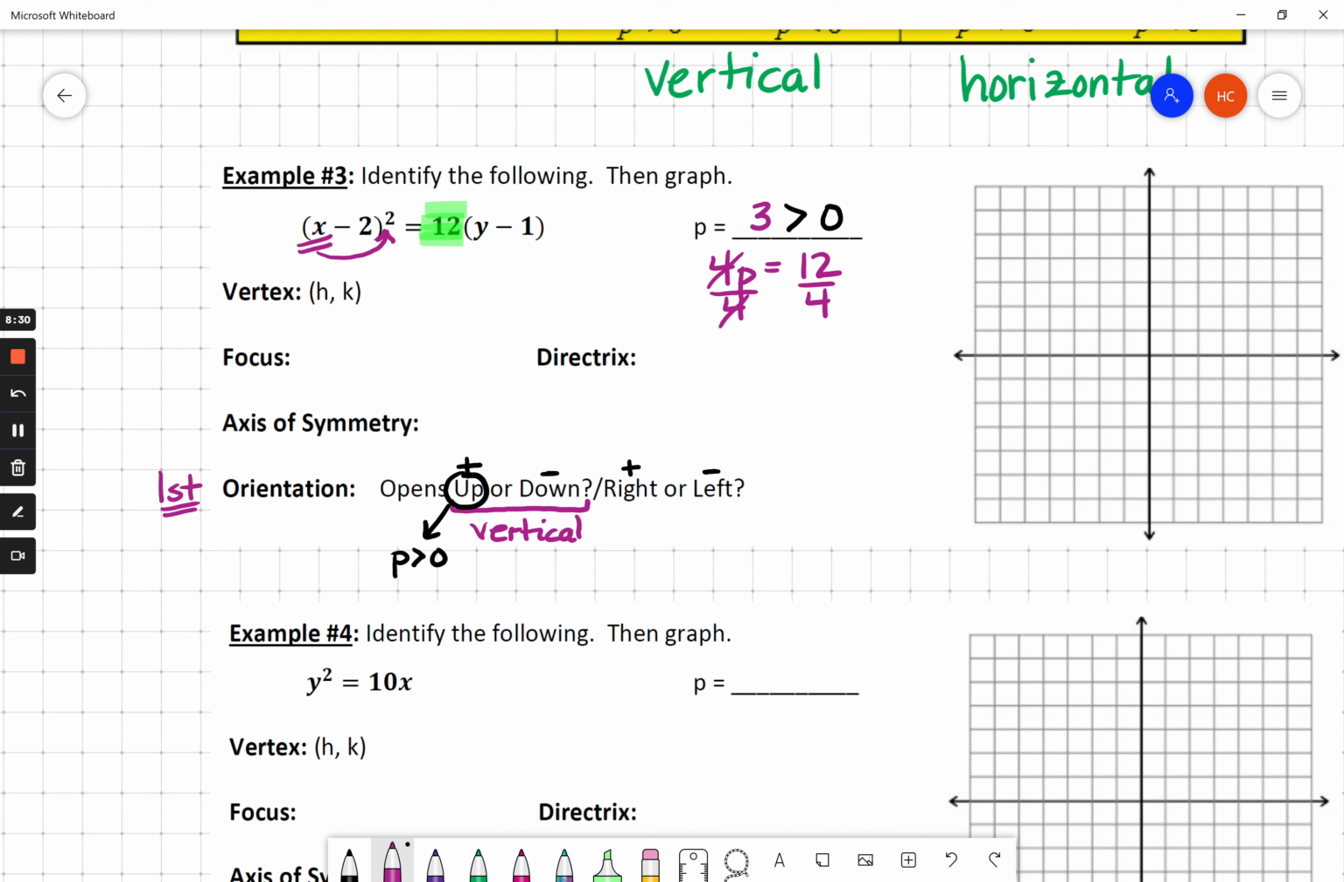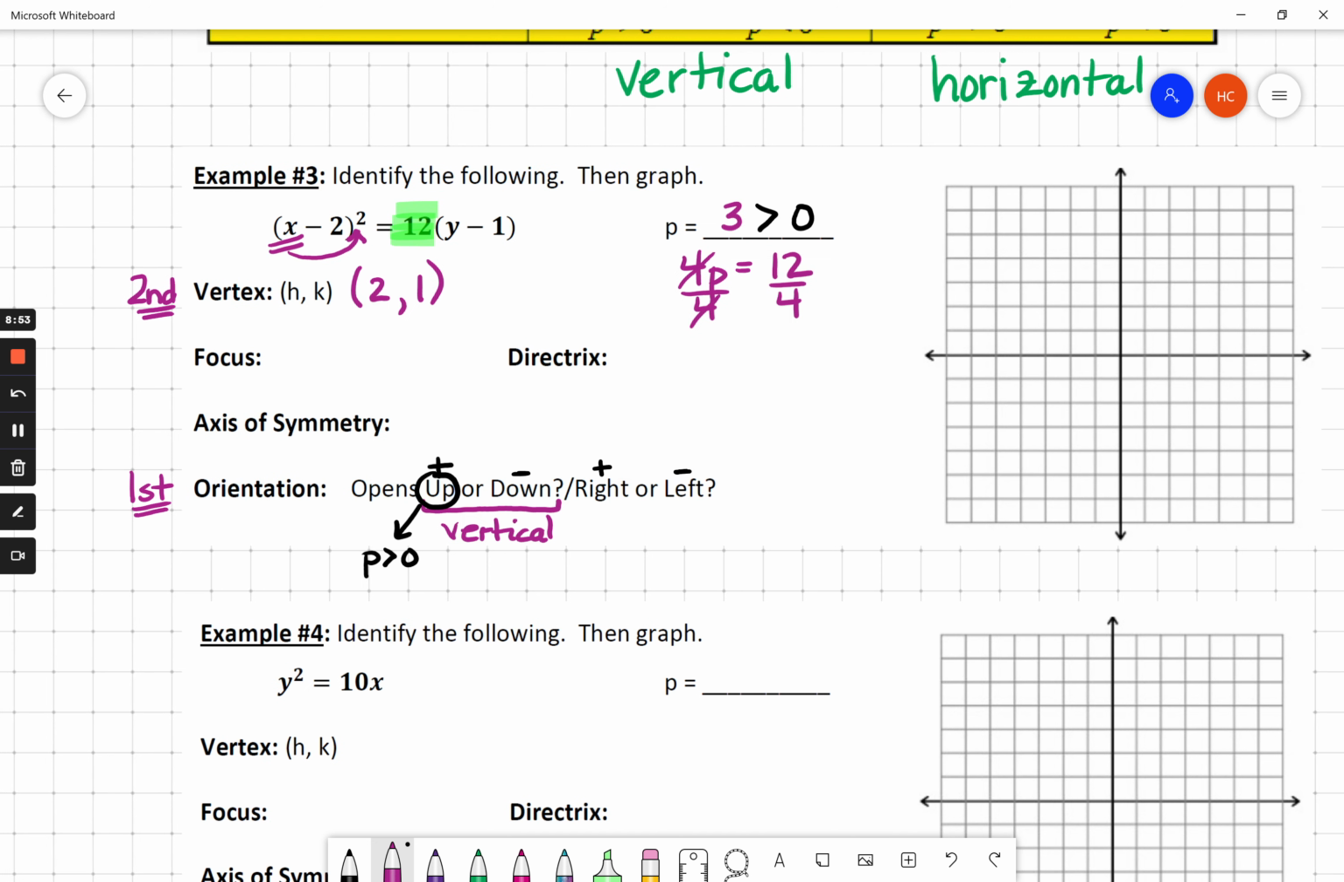The second step you are going to do is find the vertex, and you won't have any problems with this because you've been doing it all along with ellipses and hyperbolas. You take the opposite value of the x and y factors. So the x minus 2 factor comes first because it's x, so that's going to be a positive 2, and then the y minus 1 is going to be a positive 1. So I'm going to go plot my vertex immediately, and so I'm going to go over to my coordinate plane, go to the right 2, up 1, and I'm going to put this dot here to represent my vertex.